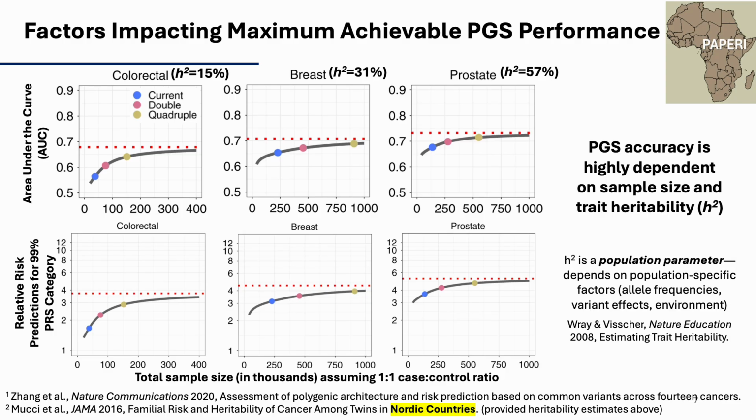Another thing that I want to point out in this figure is that we have these heritabilities annotated here, but I just want to note that these heritabilities are from a twin study in Nordic countries, and heritability is a population parameter, so it depends on population-specific factors such as allele frequencies, variant effects, and environmental factors, which can differ between populations. So these heritabilities do give us a good sense of how heritable these different cancers may be, but it's important to note that the exact heritability of these given cancers may vary between different populations.